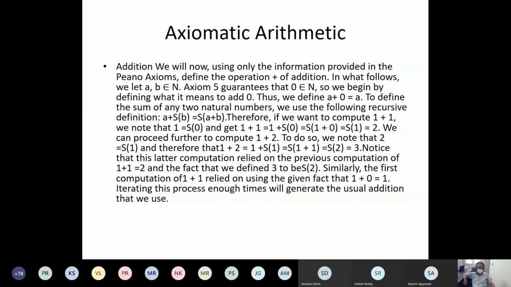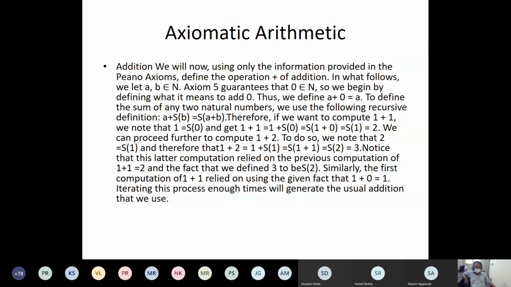Therefore, let us say we want to compute 1 plus 1. We note that 1 equals S0, and get 1 plus 1 equal to 1 plus S0. Then, using a plus Sb, we get 1 plus S0 is S(1 plus 0). And what is 1 plus 0? 1 plus 0 is 1. So S of 1, which is 2.